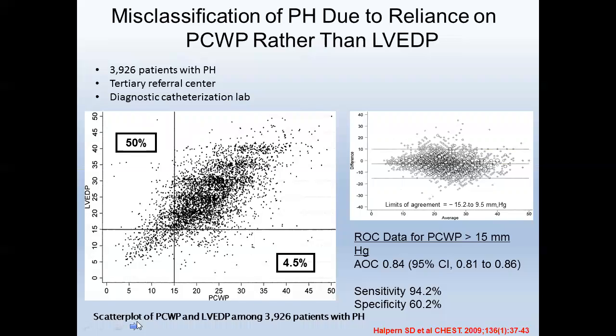So if you take this box, their actual LVEDP is higher, right, which is the gold standard. But the reporters reported a low wedge pressure. That happened in 50% of the people. So their LVEDP is actually high, the wedge pressure is low.